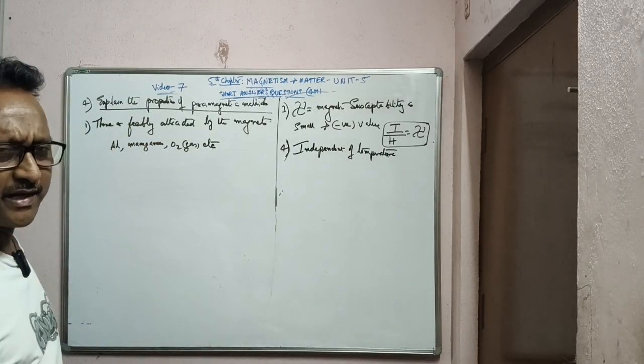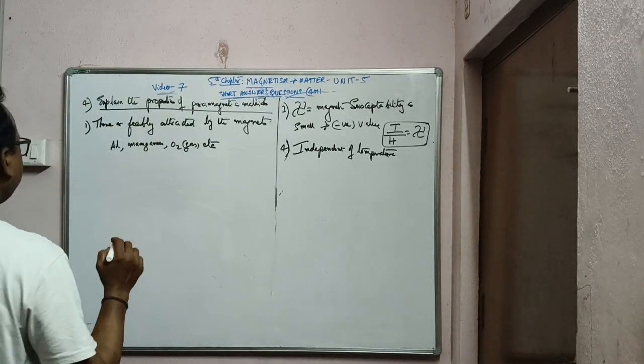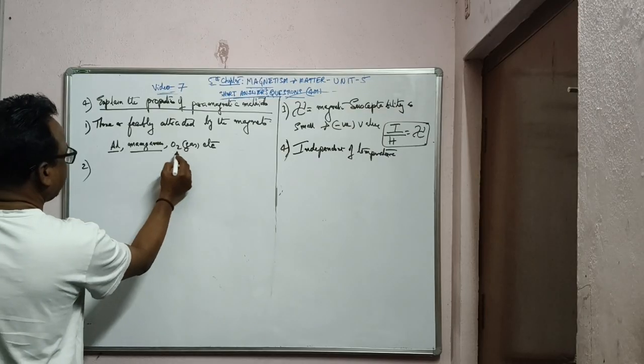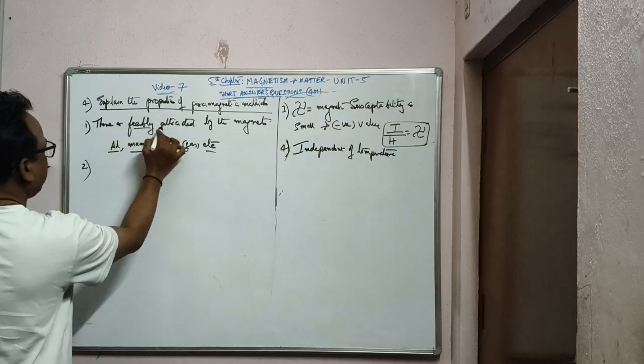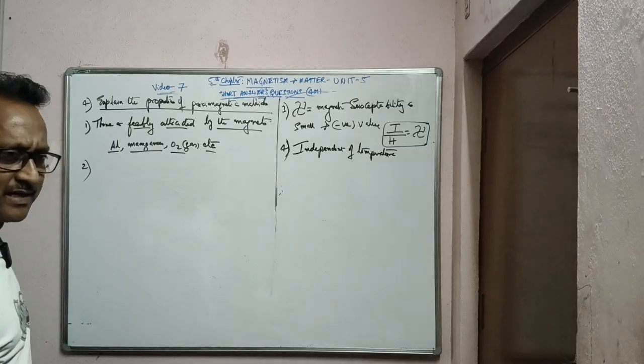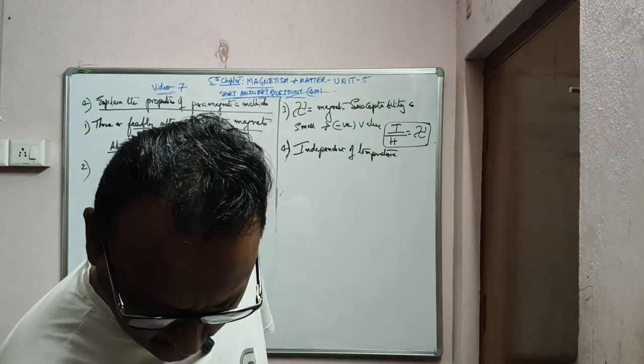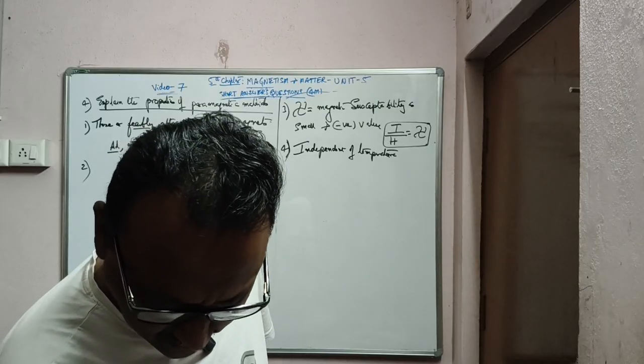Platinum and magnesium also, if you want, you can take. These are paramagnetic. But we mostly use aluminium, manganese, oxygen gas, etc. These are feebly attracted by the magnets. That is the first property. Please note down. Clear? Next one.